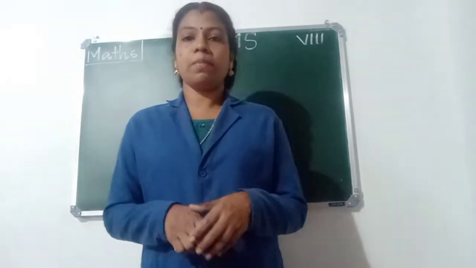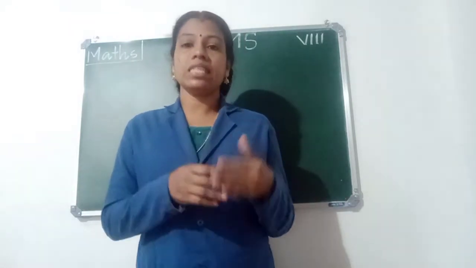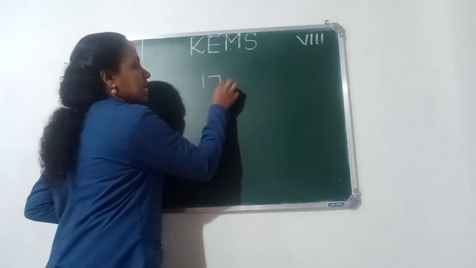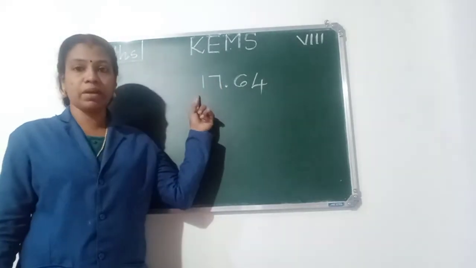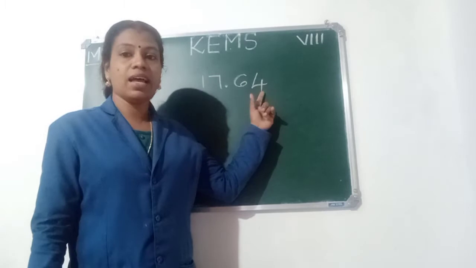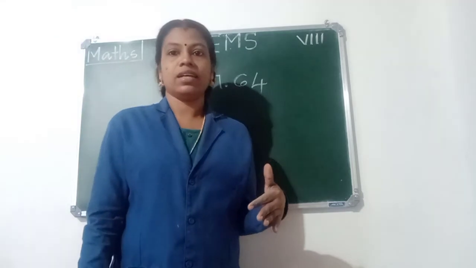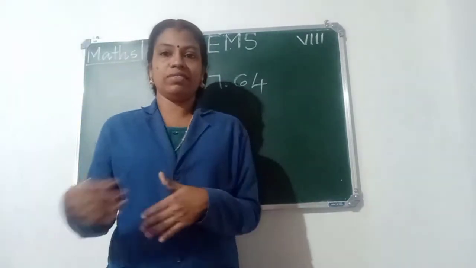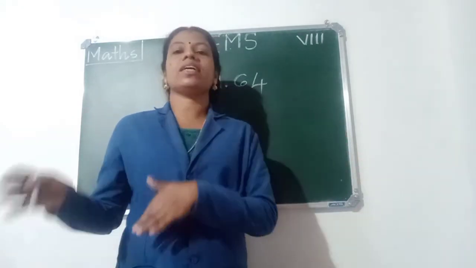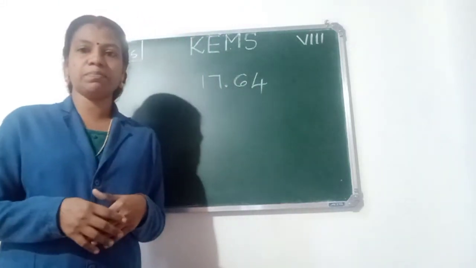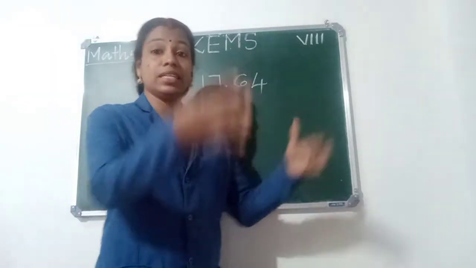Okay, first example: 17.64. So a decimal number has two parts. This is the whole number part, 17, and this is the decimal part, that is 64. Okay. So let's start the long division. As we all know the steps, here we are following the same steps. So what is the first step? Yes. First, write the number in the division format.